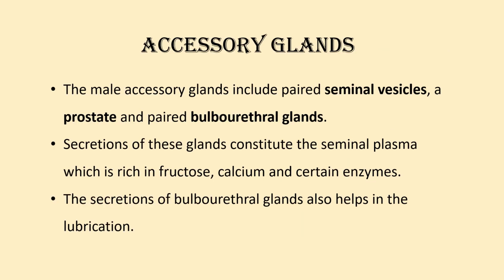Male accessory glands include two paired structures known as seminal vesicles and bulbourethral glands and a single prostate gland. Secretions of all these glands constitute seminal plasma, which is rich in fructose, calcium, and certain enzymes that eventually help survival of sperms in the due course of transportation.